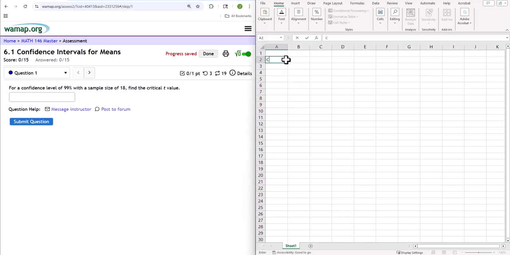A lot of times we can abbreviate that with confidence level, and I'm going to put it as 0.99 because I'm going to want to find the alpha, and I want alpha in terms of a decimal here. Our sample size is 18, and so our degrees of freedom is 1 less than our sample size. So I take our sample size and subtract 1. And I'll show my work here.